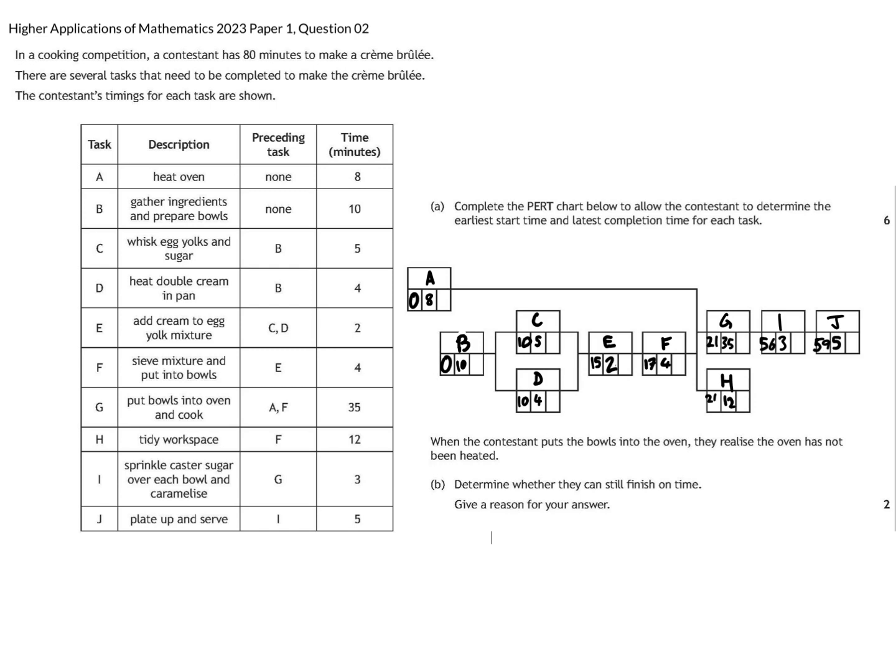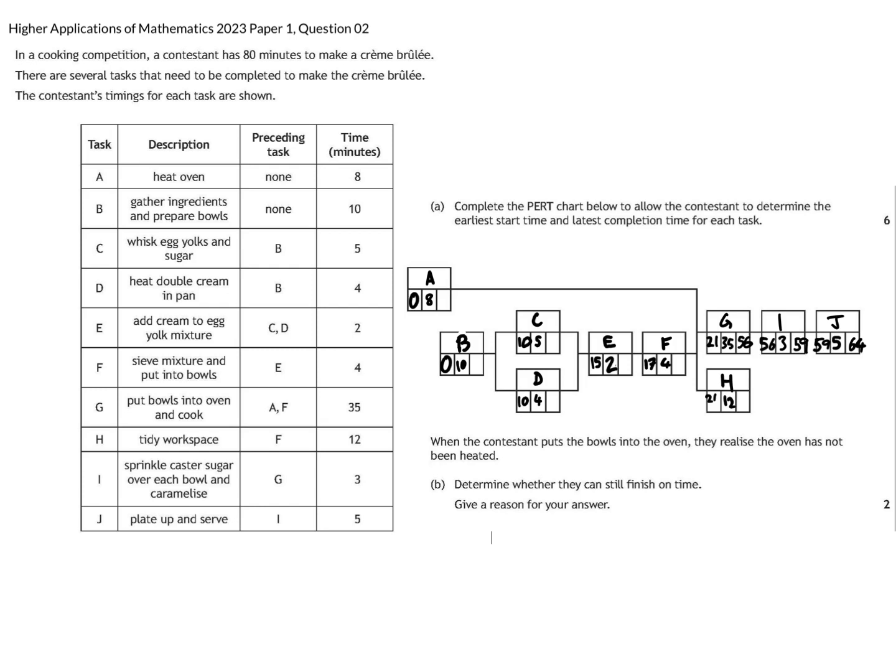So starting at J, we can see 59 plus 5 means the whole process can be completed in 64 minutes. We now work back the way. 64 minus 5 gives us 59, giving us the latest completion time for task I. 59 minus 3 gives us 56 for task G's completion time.